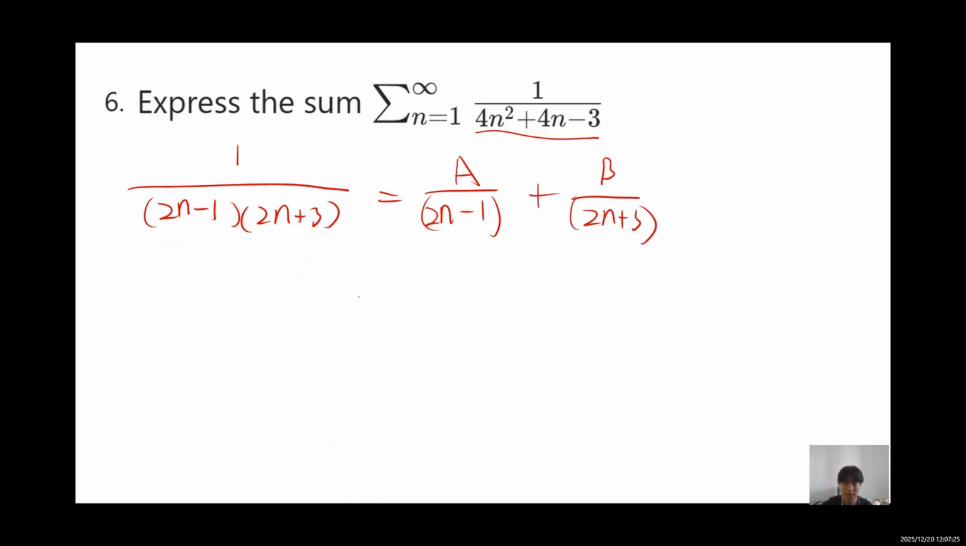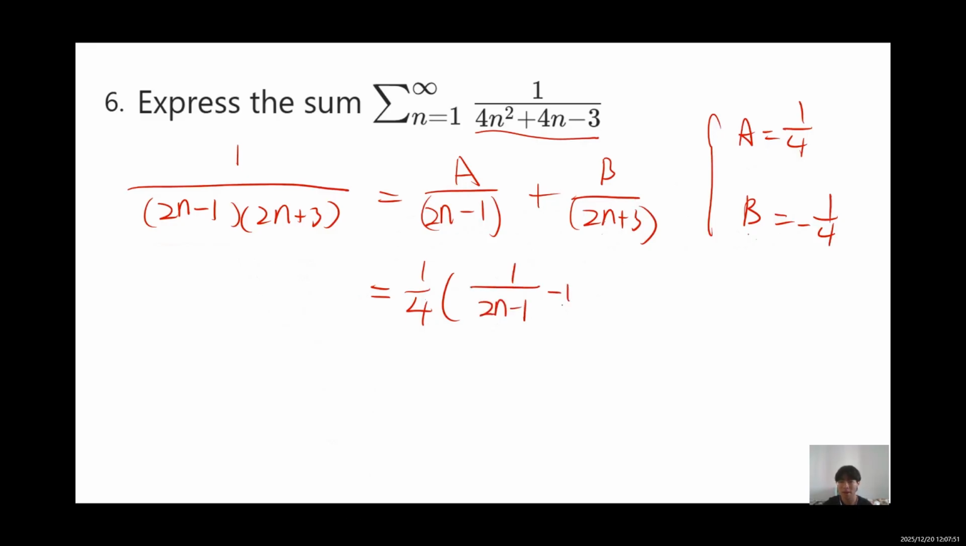And we find the a, b. Let me just tell you the answer. A equals 1 over 4, b equals minus 1 over 4, and we just take out the 1 over 4, you know? It can make the calculation easier. 1 over 2n minus 1, this should be minus, and 1 over 2n plus 3.